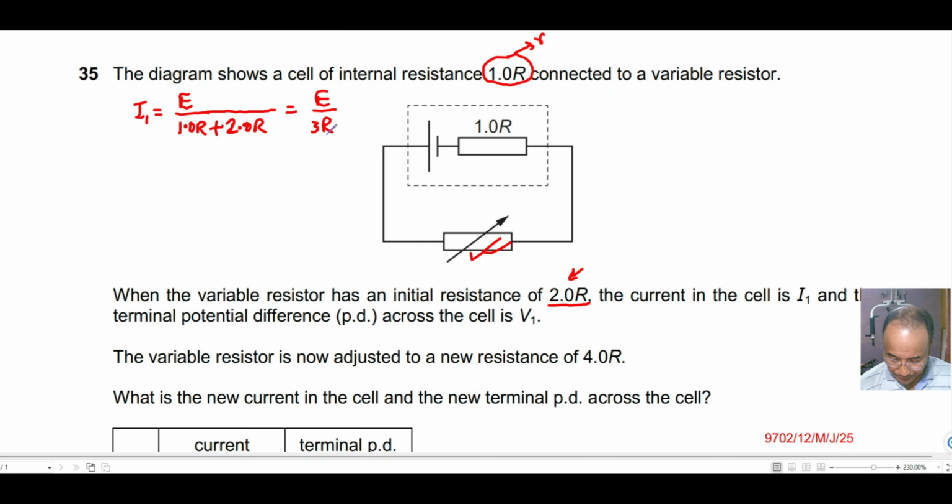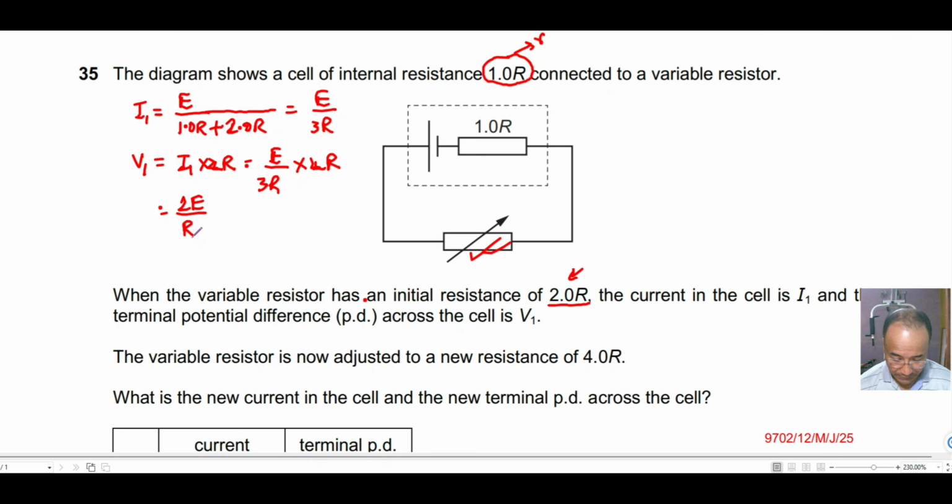Also we have got this terminal PD V1. So V1 is equal to I1 into the resistance at that time, which is 2R. So this will be equal to I1, which is E by 3R, into 2R. So R and R goes. What remains with us is 2E by 3. So these are the initial values of I1 and V1.